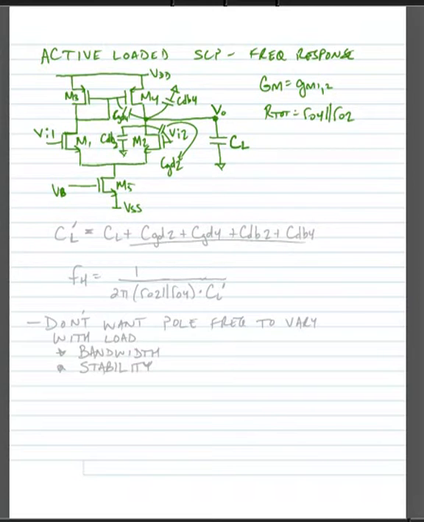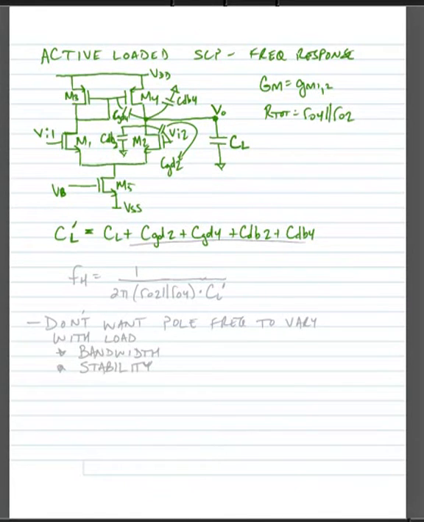So in order to find the open circuit time constant at this node, we would just sum all of the capacitors. They would all add in parallel, and we would find that CL prime, which we'll call the total load capacitance, would be equal to CL, whatever the capacitance is of the circuit that we hook the device up to, plus CGD2 plus CGD4 plus CDB2 plus CDB4.